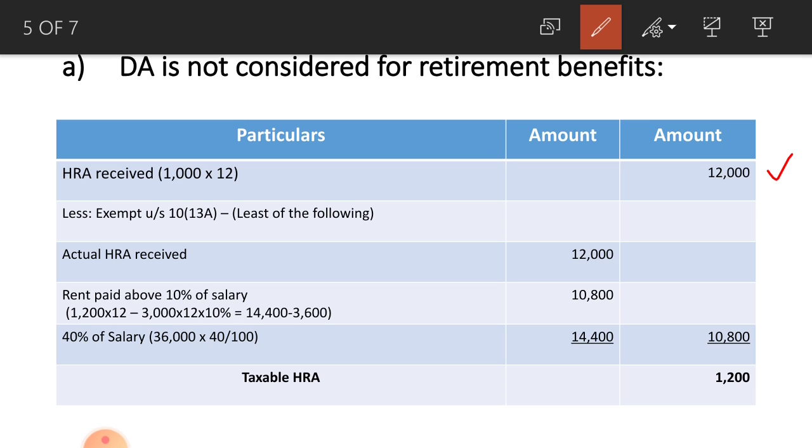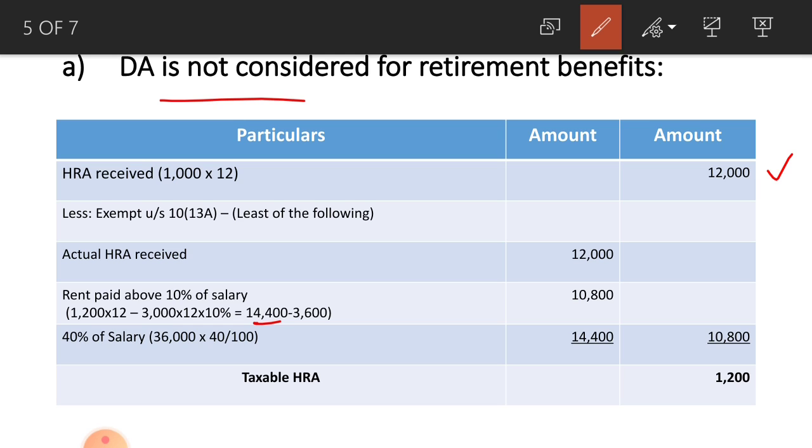From that you have to deduct exempt under section 10 subsection 13A, because in the problem they asked to calculate taxable HRA. Least of the following you have to deduct, that is first one, actual HRA received, you already calculated 12,000. Next, rent paid over 10% of a salary, that is 1200 rent paid, that is for a month. You have to convert it into 12 months, that amounts to rupees 14,400.